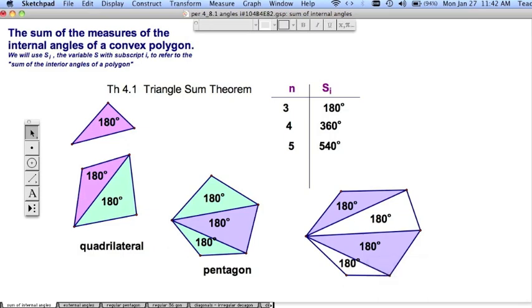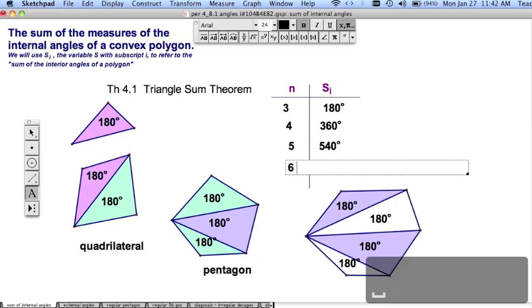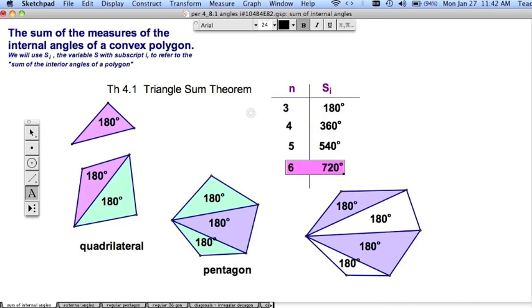Well, it looks like 6 sides gives me 4 triangles. So 6 sides, sorry, 4 triangles, 4 180s are 720. Now, we could keep going on and on, and that would be boring. Or what we could do right now is try to find a general case.